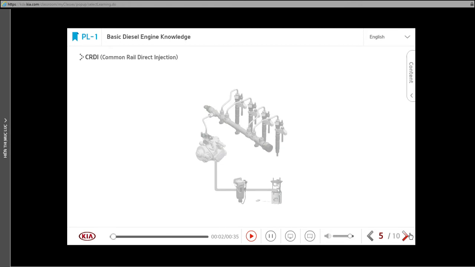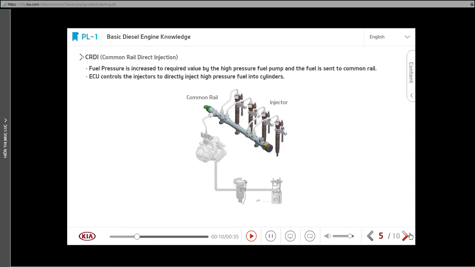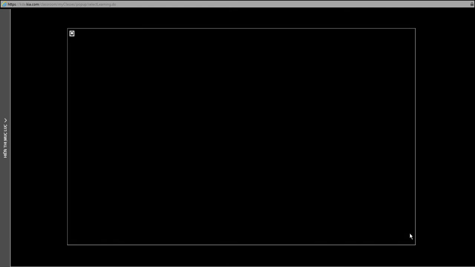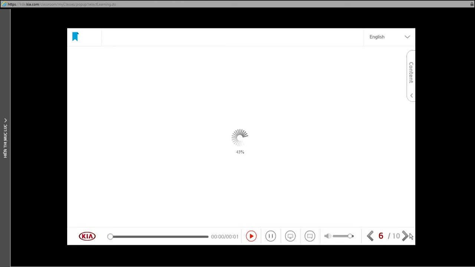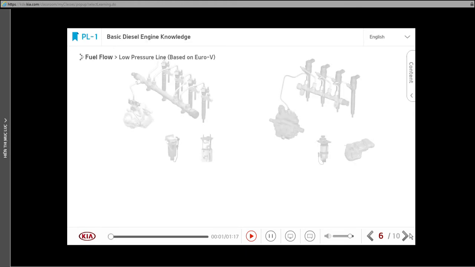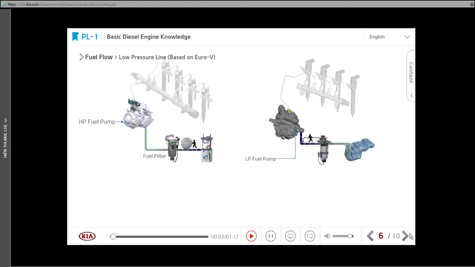The CRDI engine uses a fuel system that stores high-pressure fuel in common rail and then directly injects the fuel into the cylinder through the injectors. Fuel flow in the low-pressure line is mainly divided into two types.